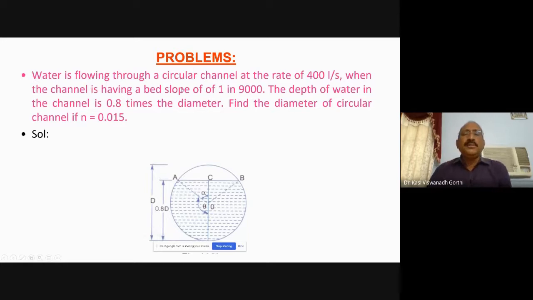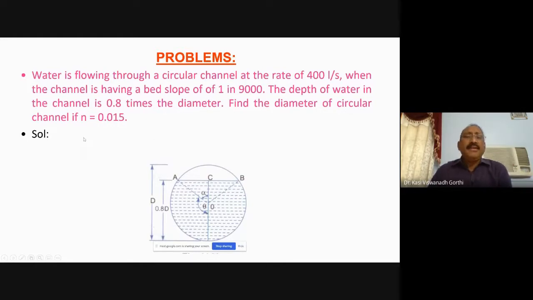Water flows through a circular channel at a rate of 400 liters per second when the channel is having a bed slope of 1 in 9,000. The depth of water in the channel is 0.8 times the diameter.